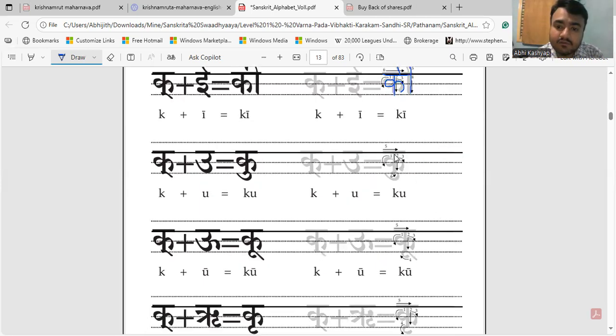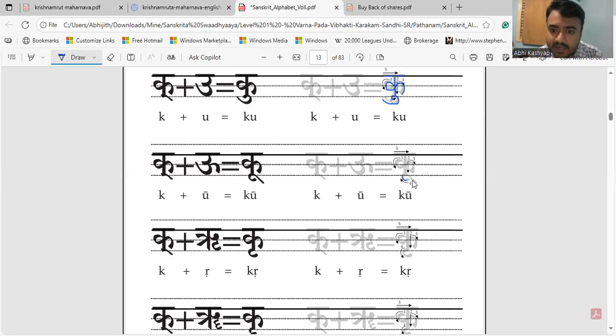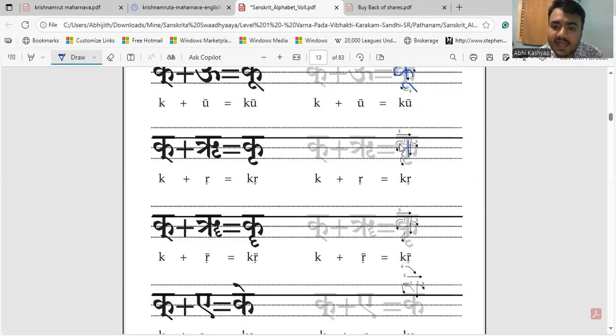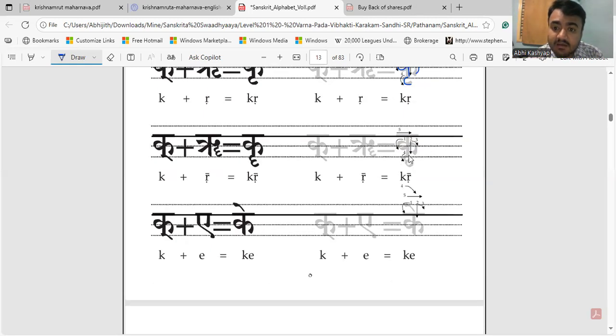Then for Hraswa U, we give it a pada, we turn this particular ending towards the right. This is Ku. When we do this to the left, it is Kū. And then for Kṛ, ka remains as it is. We give one curl at the end. If it is Dirgha, then we take the same ka and give two curls in the end.